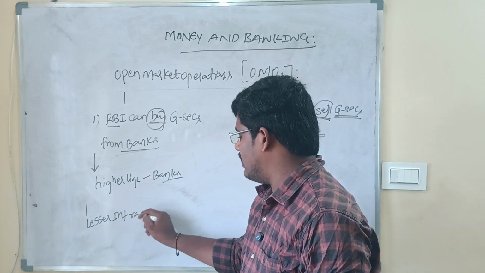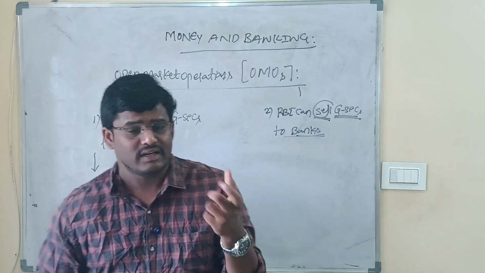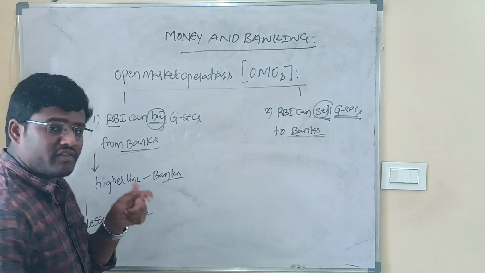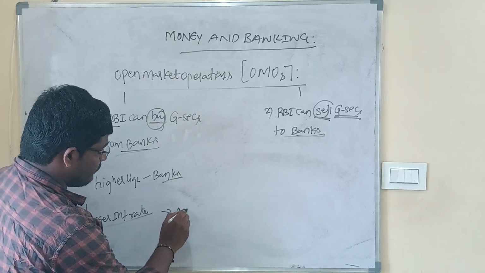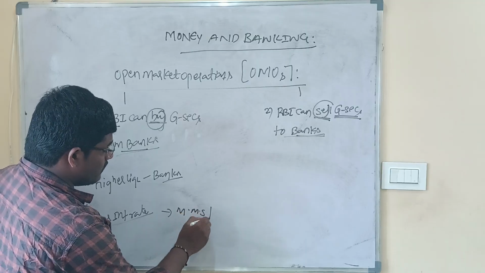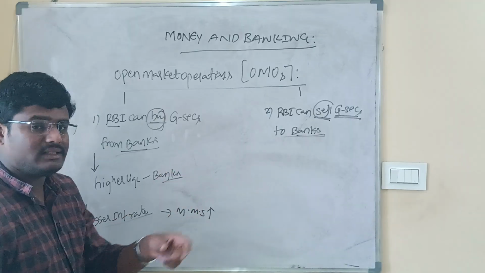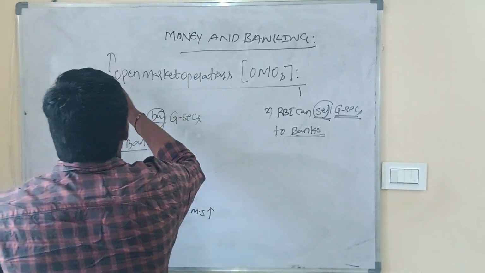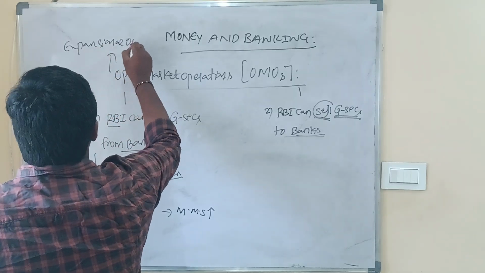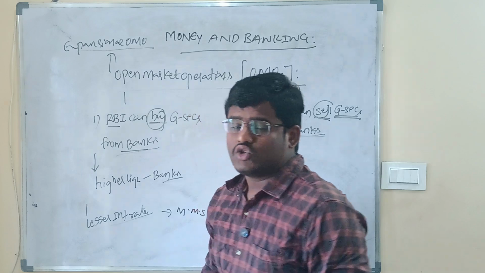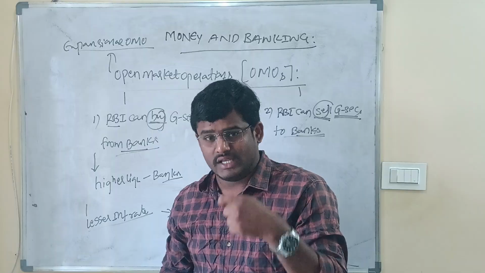Lesser interest rate means what? Lesser interest rate means heavier demand for funds by the public. Heavier demand for funds by the public means what? More money supply. So when RBI purchases government securities from banks, this is an example of expansionary open market operation. That is the point which we have to keep in mind. So in expansionary open market operations, RBI buys government securities.